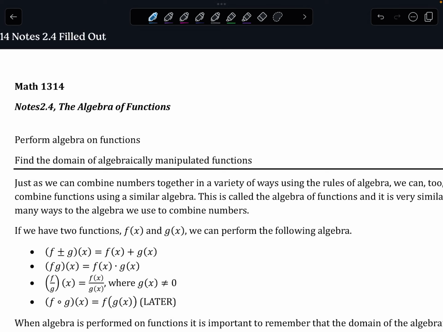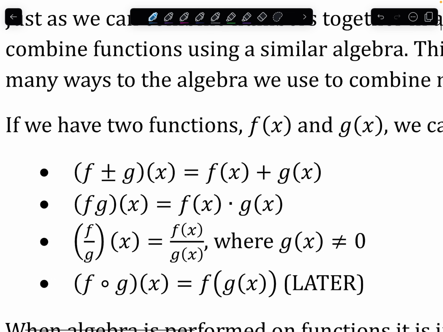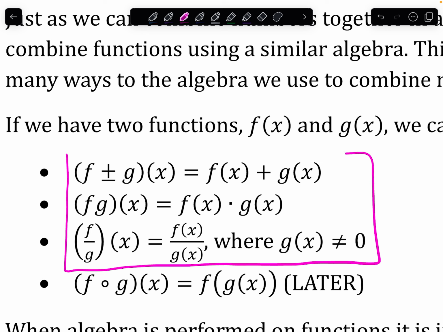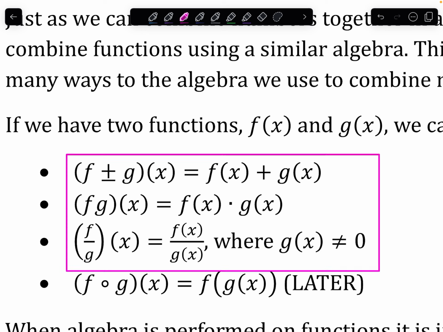All right, this is your 2.4 notes. So this section is algebra on functions, so as far as what you are and are not allowed to do between two functions. The three for this section are going to be these top three bullets. The last one is technically algebra, so I do like to list it in this section, but it's covered all by itself down the road. So don't worry about that last one just yet.